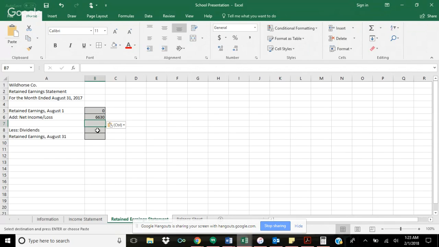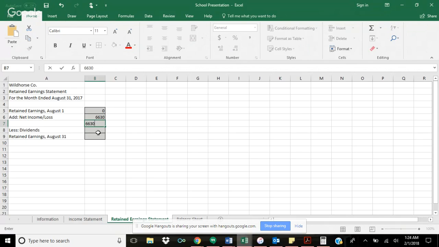From there, you get a total here for this spot right here to just make your numbers easier if you did have something here. So this answer here is 0 plus $6,630 because we're adding it. The total here is $6,630.